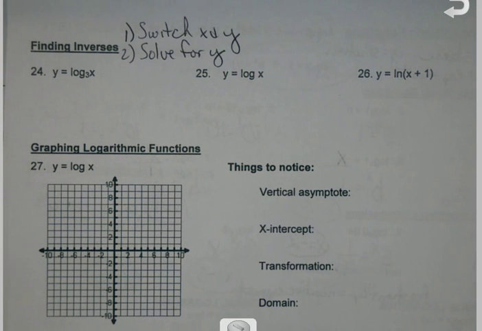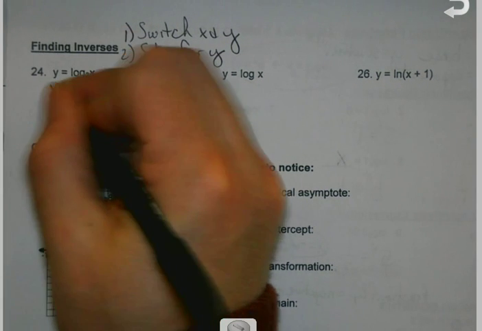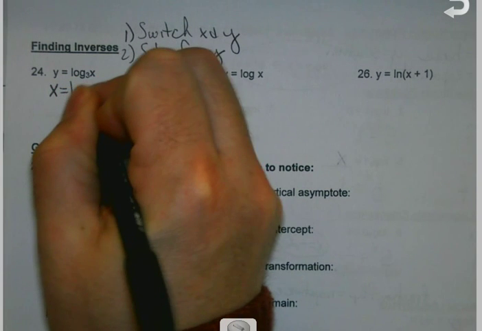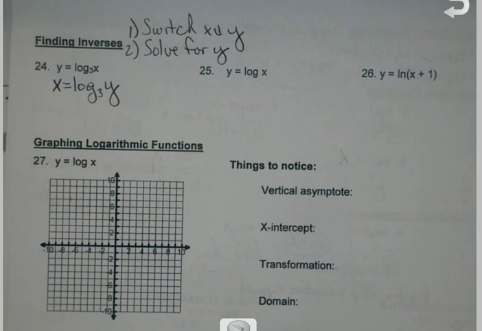So, again, it's a process. Step 1: swap the x and y. So x goes in the y slot, y goes in the x slot. And now I got to get y by itself, but I have a problem. I have a log base 3 there, and no, you cannot just divide by log 3.